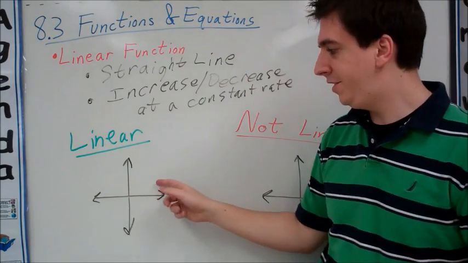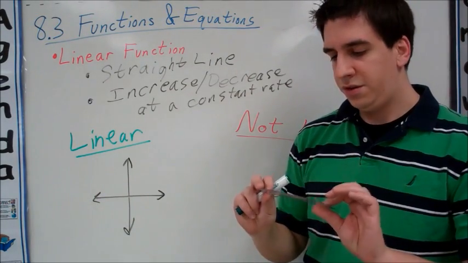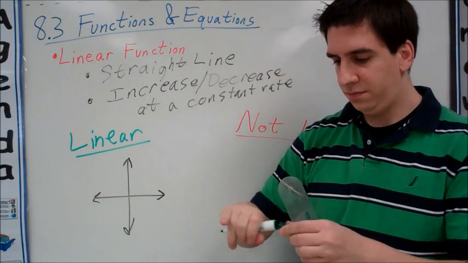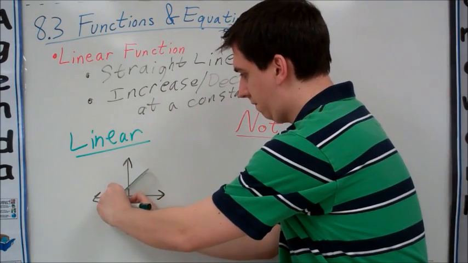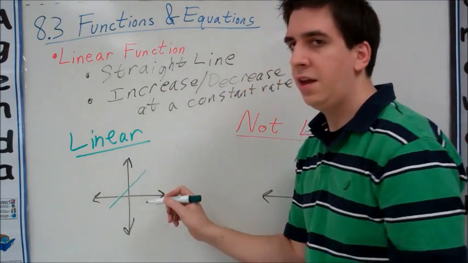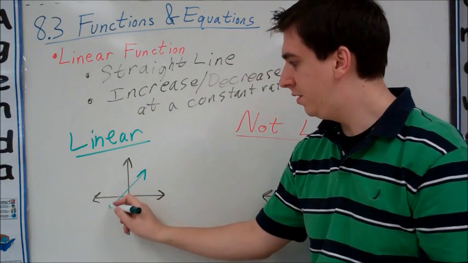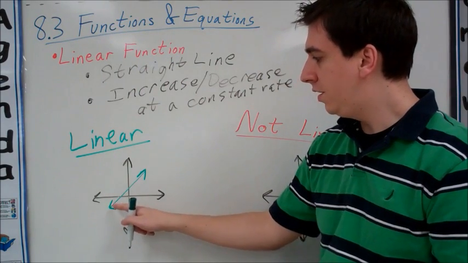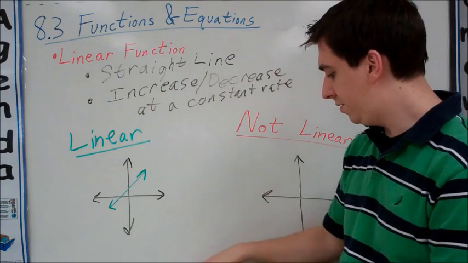So over here on my axes, I'm going to draw an example of a linear function. To make a straight line, make sure that you have a straight edge or a ruler with you. And always at the ends of your lines, make sure you draw in arrows to show that that would go on forever if it could. Straight line, that's linear.